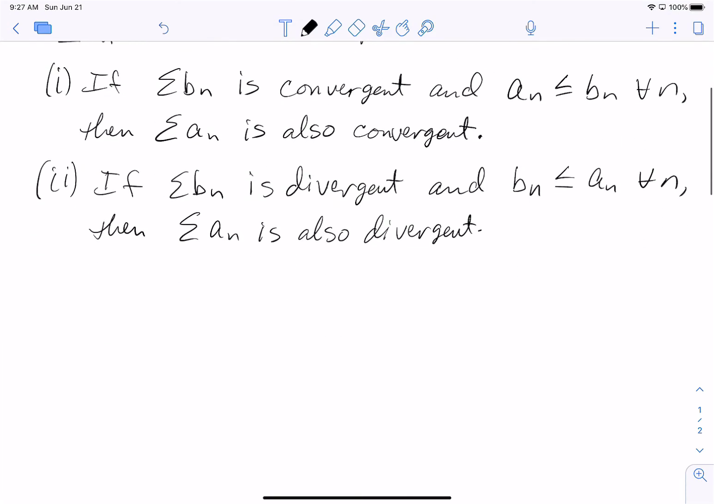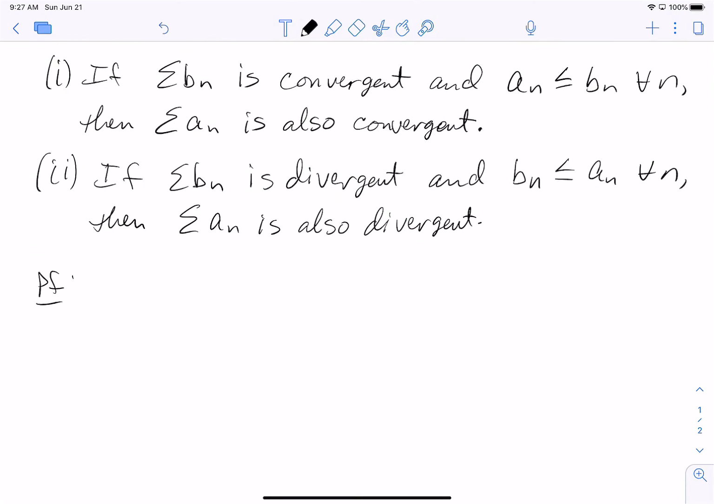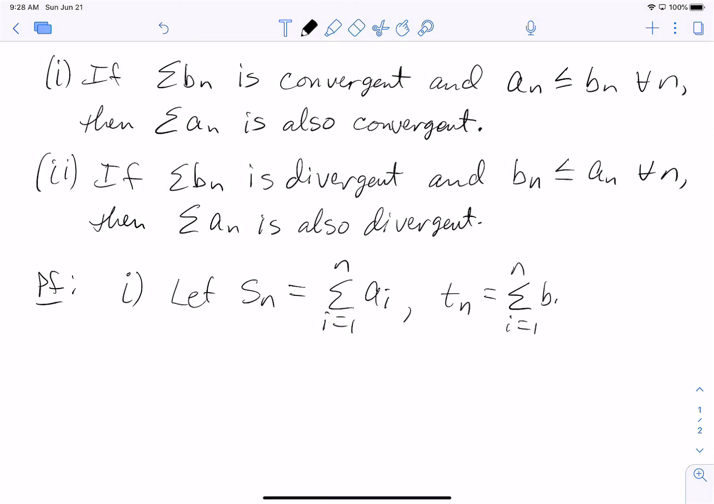Well, let's look at the proof of the comparison test. Part one is about convergence. That's where we're going to start. Let s sub n equal the sum as i goes from 1 to n of a sub i. We're going to let t sub n be the sum as i goes from 1 to n of b sub i. And then we're going to let t be the infinite sum as n goes from 1 to infinity of b sub n.